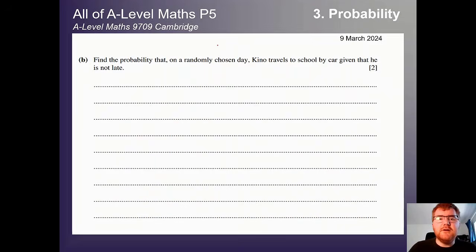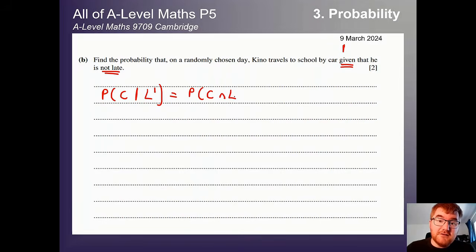On to the second part of the question. So find the probability on a randomly chosen day Kino travels to school by car, given, we've got that key word here, trigger word, given. So we're going to use that conditional line, given that he's not late. So we're looking for the probability traveling by car, given not late. So notice not late is very important. We're going to use our conditional formula, which is the probability of C and not late divided by the probability of not late. You really need to know that formula. If there's anything from this video you should take away, it's that formula is crucial.